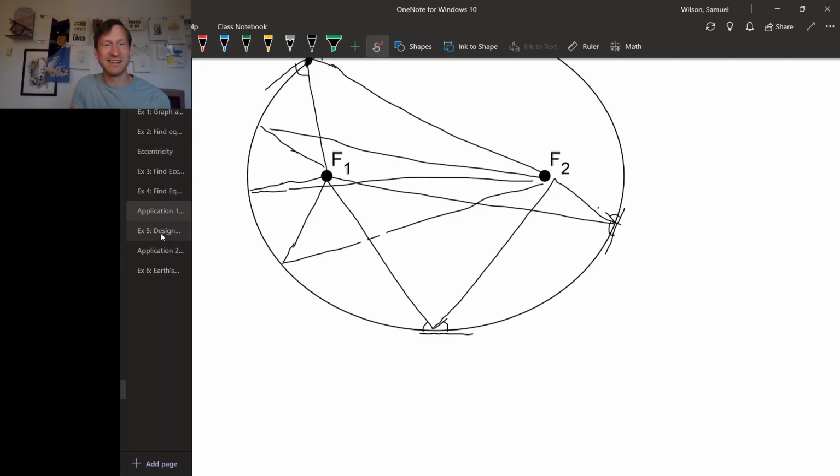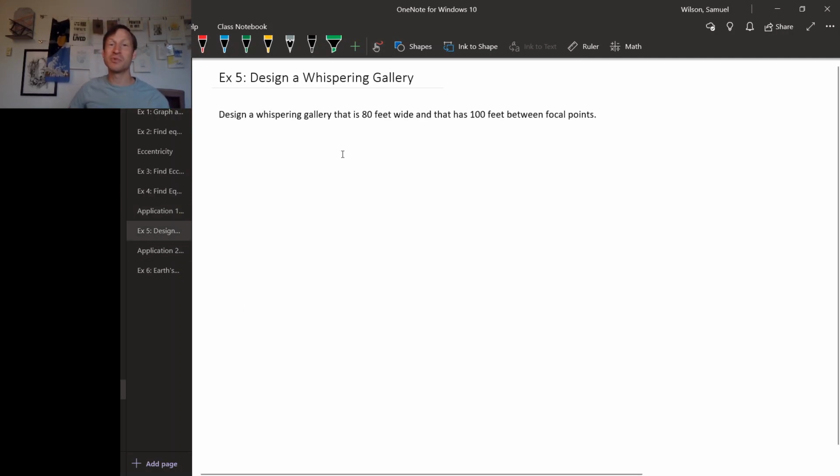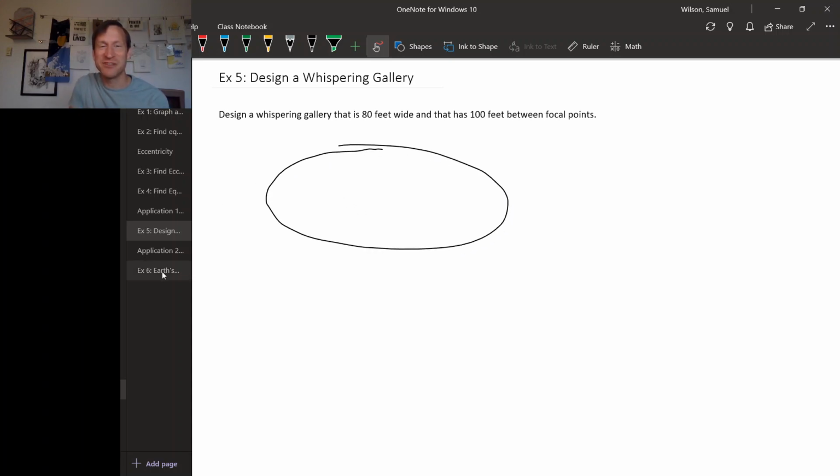Let's use this idea in an example. So let's design a whispering gallery that's 80 feet wide and that has 100 feet between the focal points. So our whispering gallery, we can make the major axis either way, so let's make it horizontal. And since it's a whispering gallery, it's going to have to be an ellipse. So let's set it up like this. Since we're choosing the coordinate system, we can put the center wherever we want.